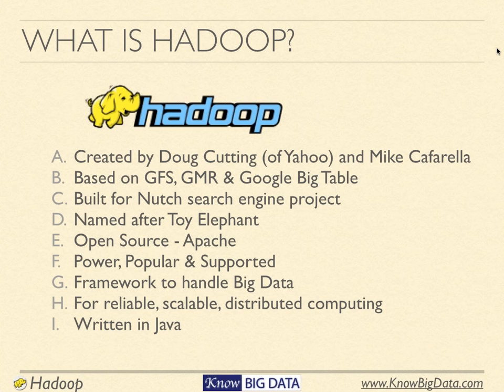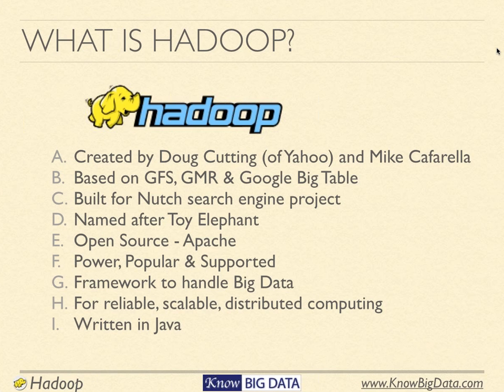It's powerful and it's quite supported by various parties. There are parties like Cloudera, there is Hortonworks, there is MapR, there are other parties as well. It's a framework to handle big data. It's for reliable, scalable, and distributed computing. Okay. That is what basically it means. So Hadoop started with these three components: one file system, other was a compute engine called MapReduce, and third one was HBase, which was based on Google Bigtable. So it started with these three components, but now there are many components which lie under the umbrella of Hadoop.